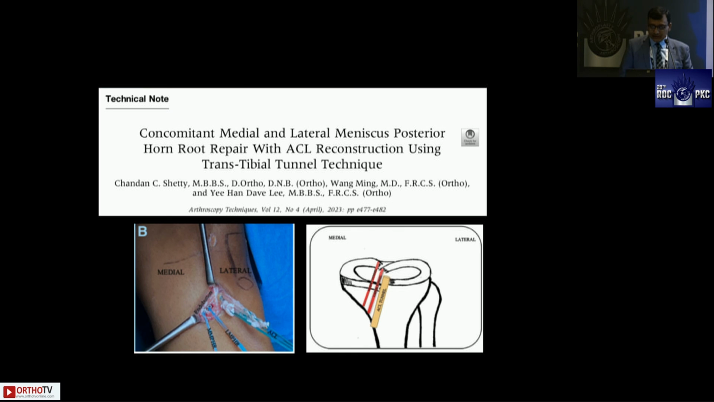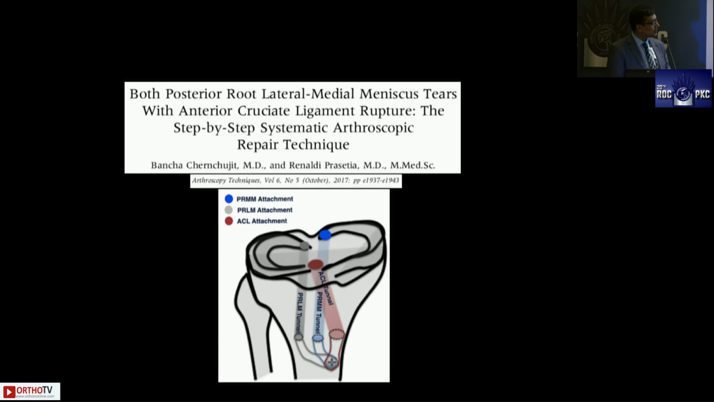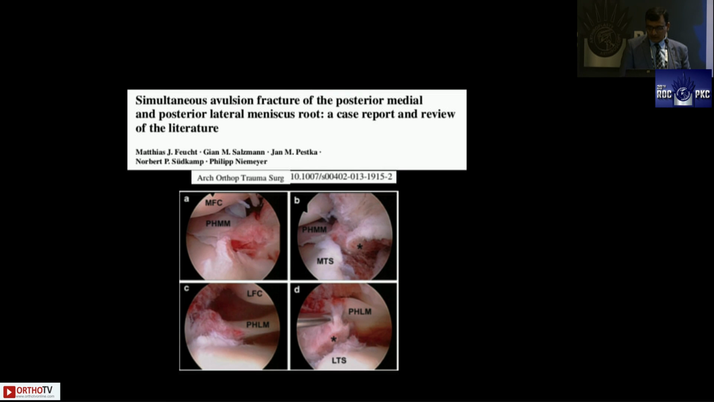So I was just searching the literature, very few, and this is a recent article published in 2023. They have made tunnels all the way from the medial side only, and they have used a single anchor to tie both the roots and a separate one for ACL. Another technique which Dr. Bancha has published, he had taken the tunnels from the anterolateral aspect, and for ACL the same, but he has used only a single post to tie all 3. So very rare to see, and only a few articles are seen there. Another one where there was a root avulsion, bony avulsions. So this is the triangle technique which we have developed for those rare injuries.